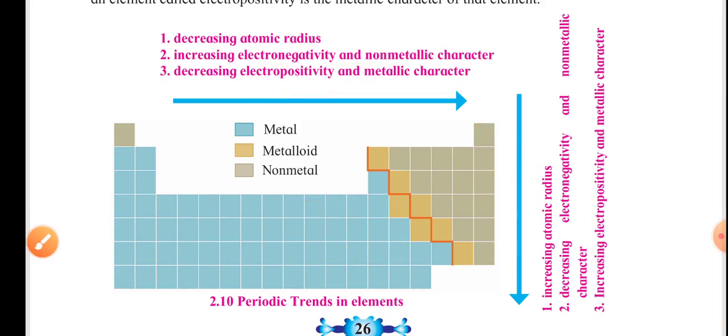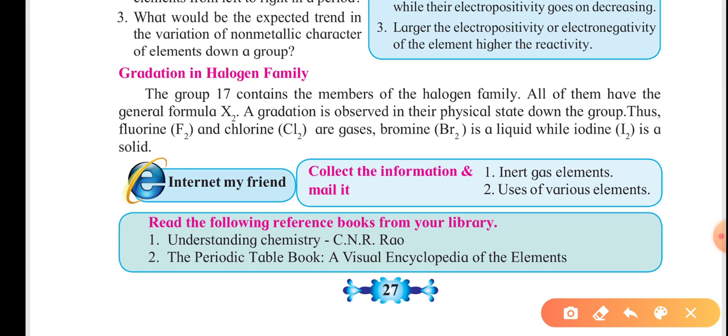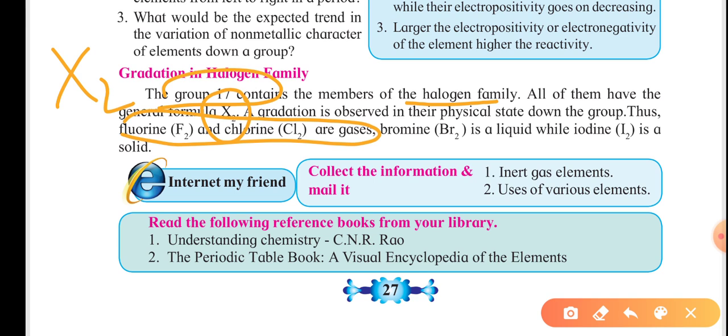The last thing that we have to consider here is the gradation of the halogen family. What is this gradation? Group 17 of the periodic table is called the halogen family. They all have the general formula X2. A gradation is observed in the states of this group: fluorine and chlorine are gases, bromine is a liquid, while iodine is a solid.